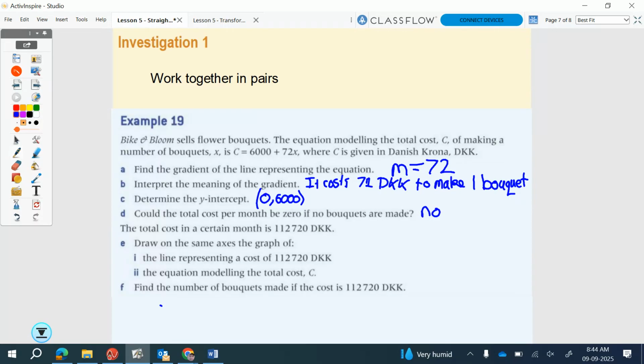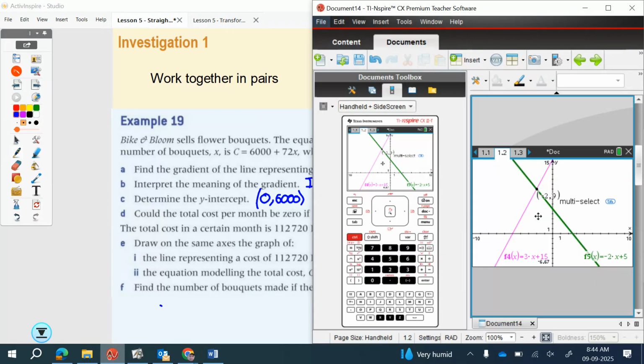The total cost in a certain month is 112,720. Draw a line on the same axis of the graph, the line representing the cost, the equation modeling the cost, and then find the number of bouquets that were made. So we have to do an equation system here for this one.